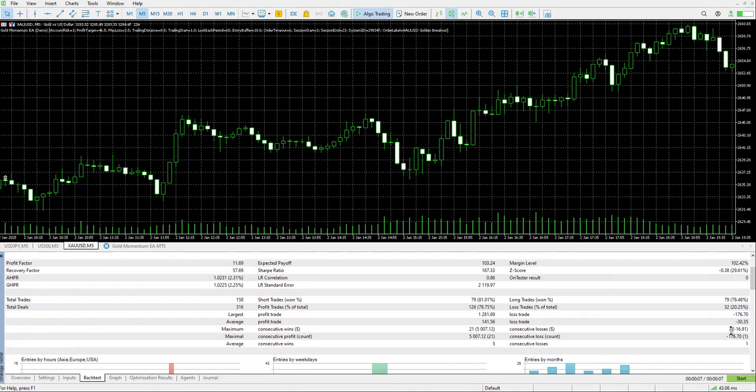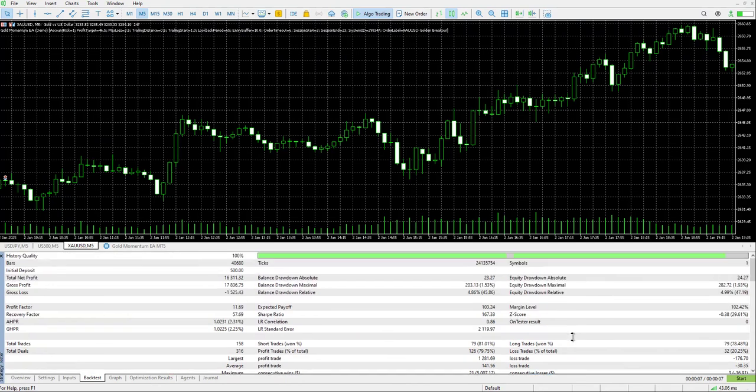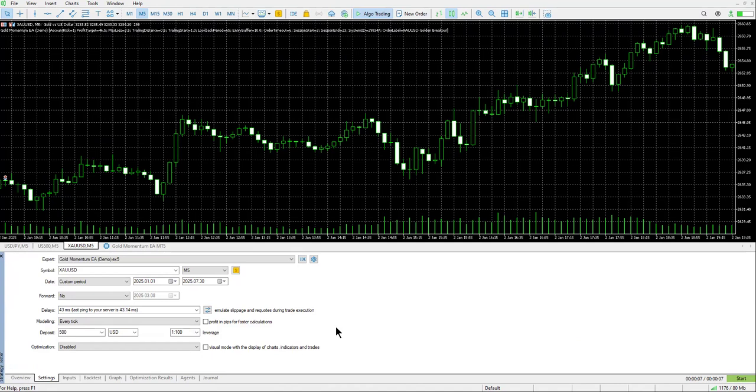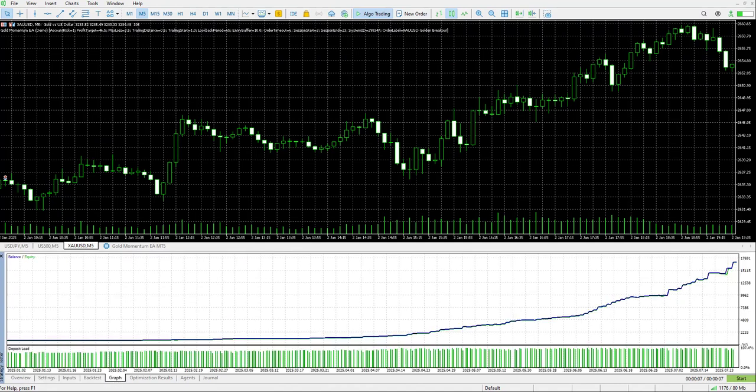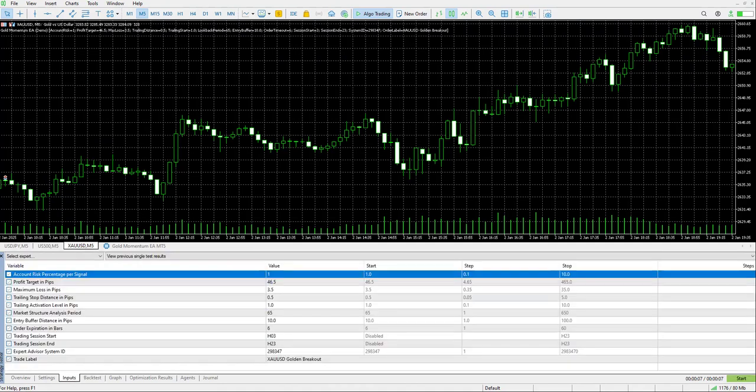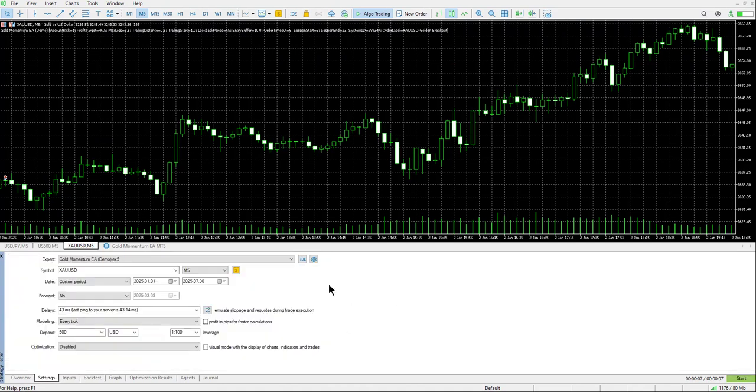Consecutive losses, 3. Consecutive wins, 21. And the history quality is 100%, so that's pretty good. Recovery factor, 57, and profit factor, 11.69. So overall, pretty good EA. This is why I decided to release it now. I optimized the settings, and this is what I was getting in the backtest. So I was like, what the hell? Let's just release it.